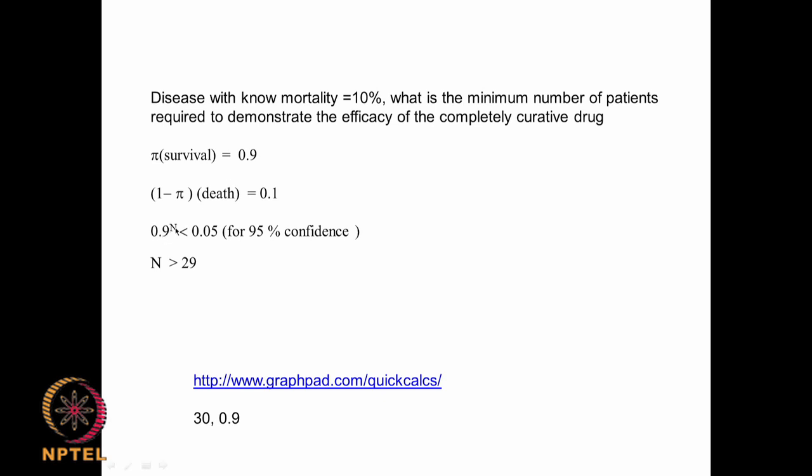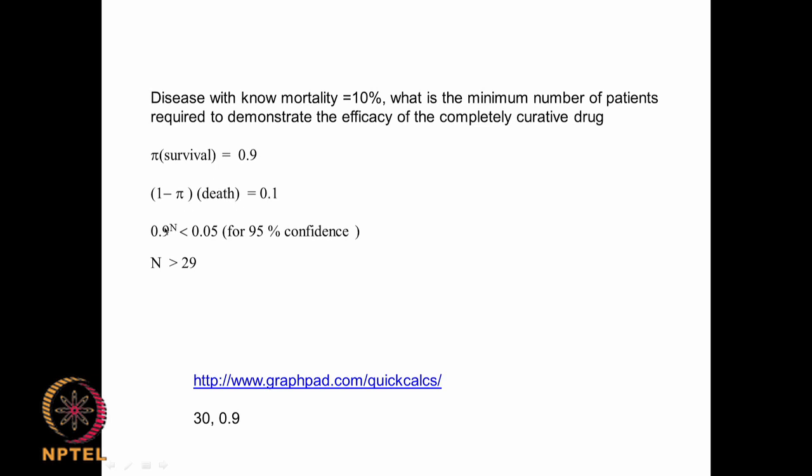So, if I take n patients and survival probability for each of the patients is 0.9, it will become 0.9 into 0.9 into 0.9 raised to the power n. Now this should be less than 0.05, because why? 0.05 is 5%, that means that gives you 95% confidence. Do you understand? So this mortality is 10%, that is 0.1. So survival is 0.9. If I call pi survival as 0.9, 1 minus pi, death, is equal to 0.1.